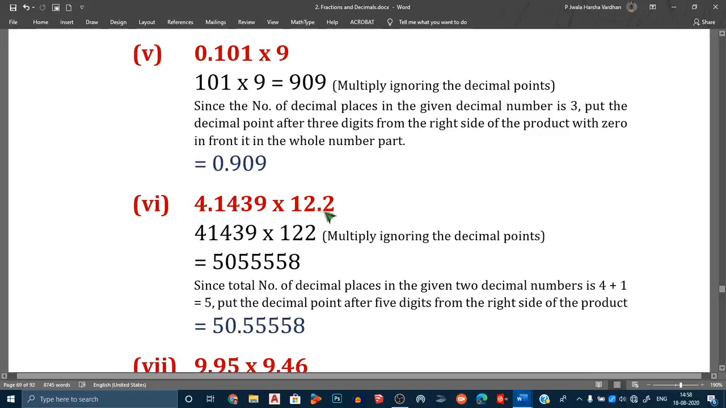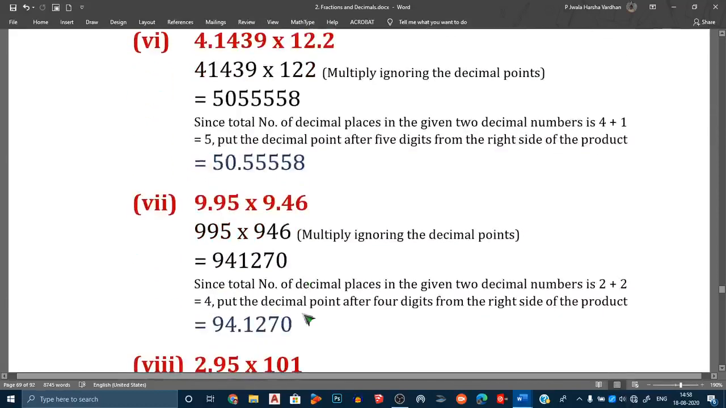Don't ignore this decimal point. Some of you may count up to here and put 4, after 4 digits you will write the point here. So see, if both the numbers have decimal places, you should count both. If only one has, you should count only up to here. Okay, so 4 plus 1, 5 you have to leave here.